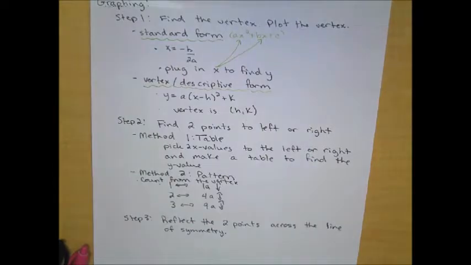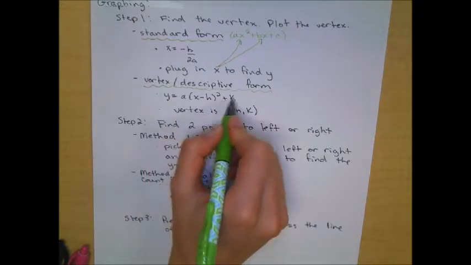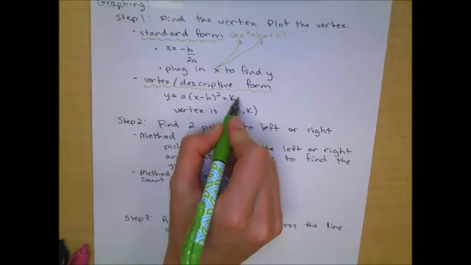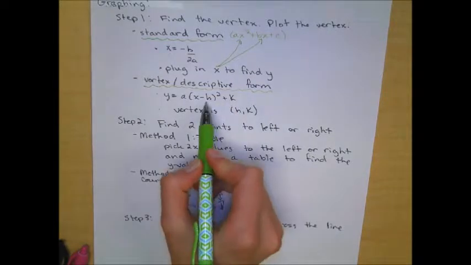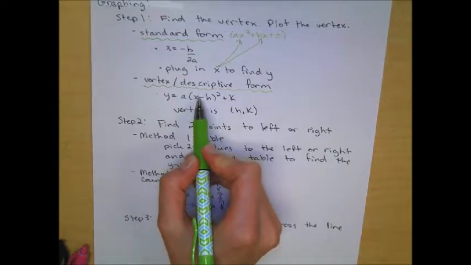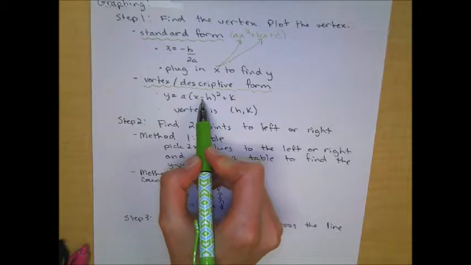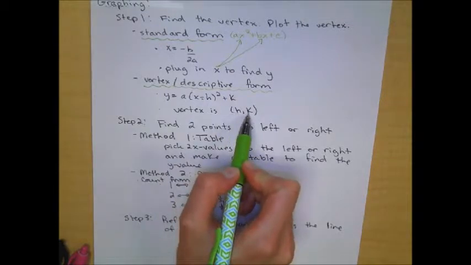If I'm in the descriptive form or the vertex form, my vertex is, notice this is a negative h, so we take the opposite of it and then the k. So we think opposite h, k.